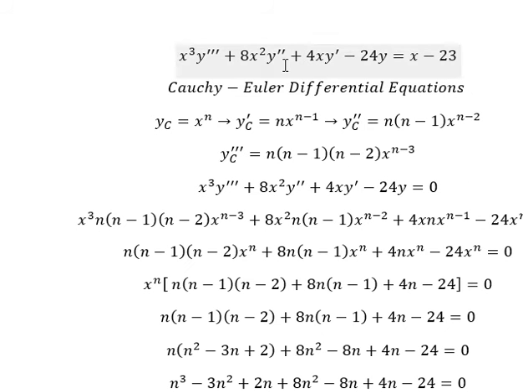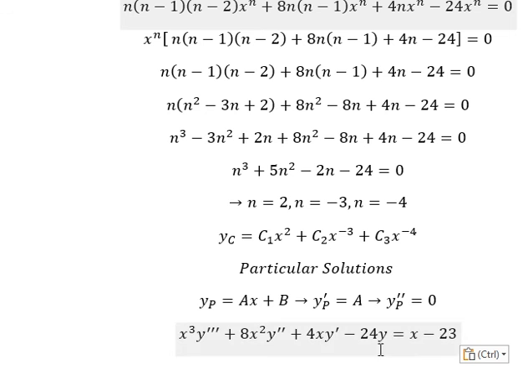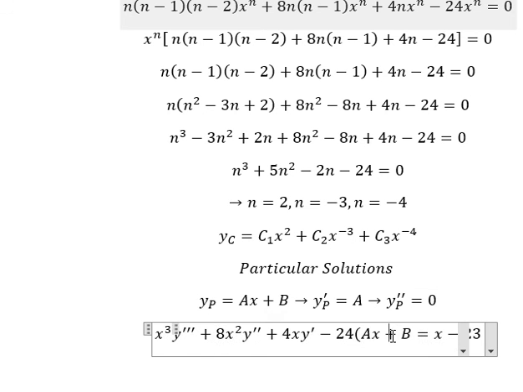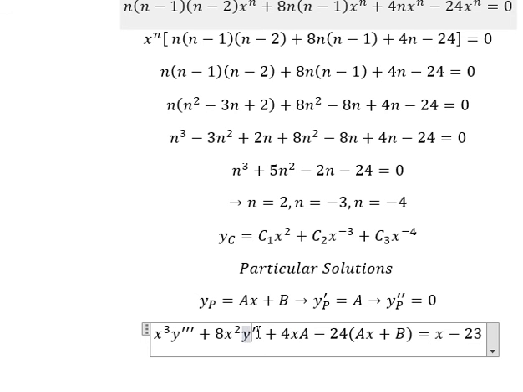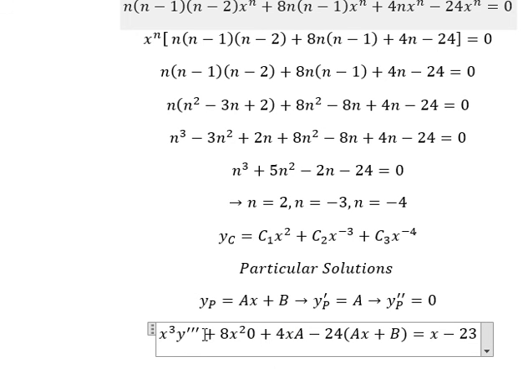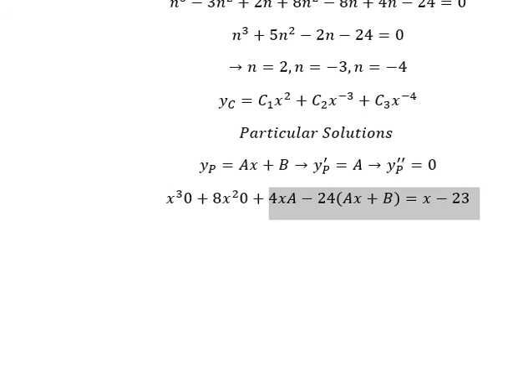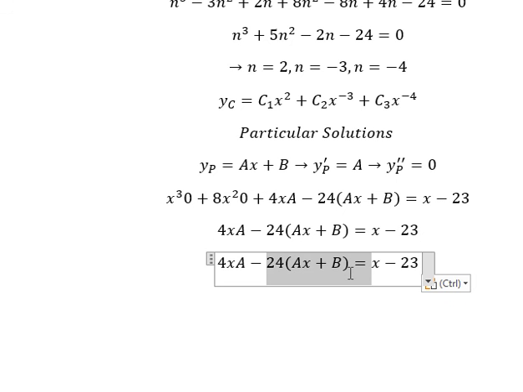And now we go back in here, so this one we put this one go in here, and this one is A, this one you get 0, and this one you get 0. Now we need to simplify just like this. Now we need to expand this one.